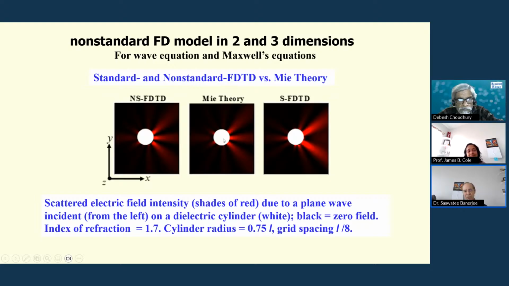So this is Mie theory to calculate the scattered field, and I'll show you the Mie theory in a few minutes. We calculate this with the non-standard FDTD and with the standard FDTD. We're using a very coarse grid, only 8 grid points per wavelength. This is lambda, the wavelength; the Greek letter didn't come out on this computer, unfortunately. So the grid spacing is 1/8 of the wavelength, and the cylinder radius is 3/4 of a wavelength.